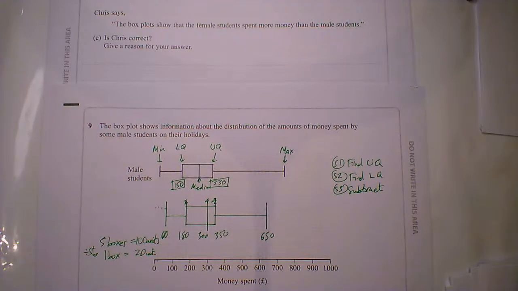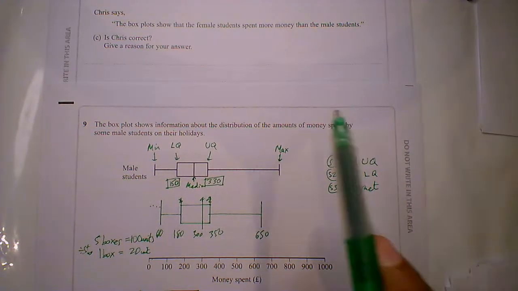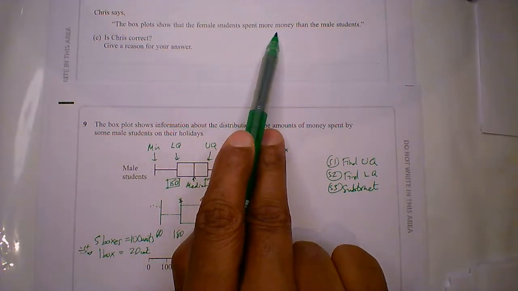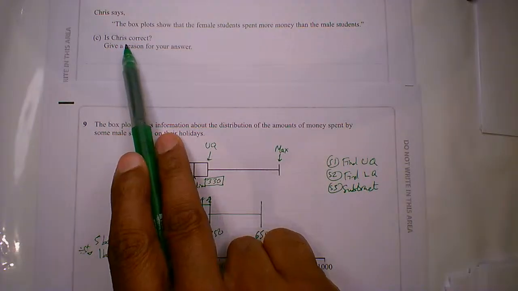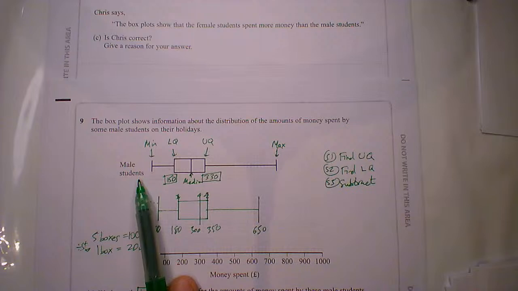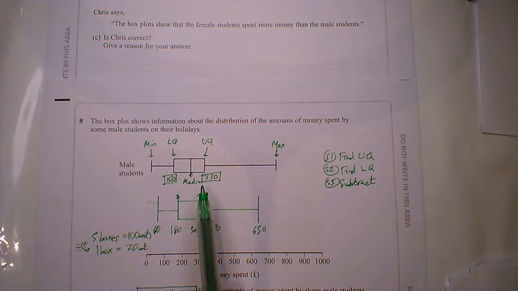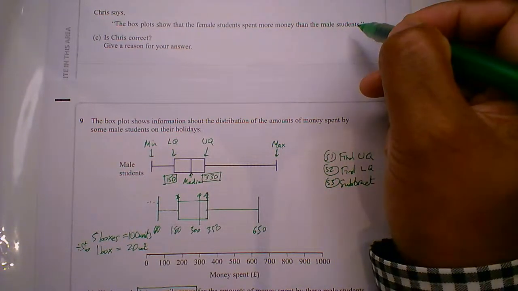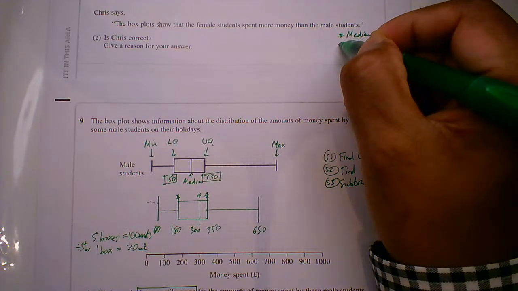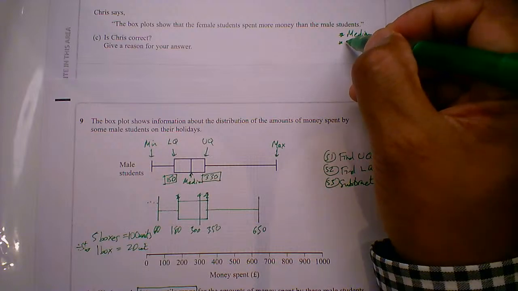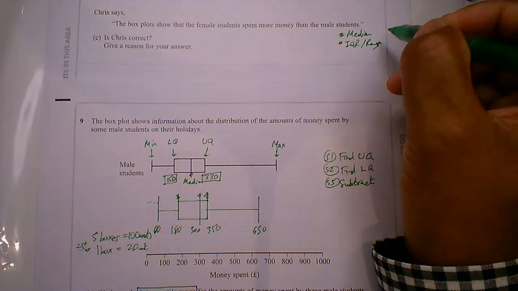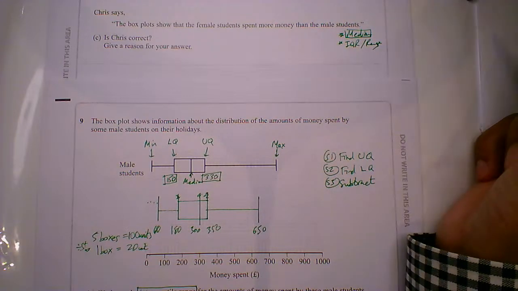Okay, so let's look at part C, question 9, part C. Chris says the box plots show that the female students spent more money than the male students. Is Chris correct? So I need to look at my information and decide what I need to look at. There's a few things we can look at. We can look at the median. We can look at a range, a distribution like interquartile range or range. I'm just going to stick to median because that's a nice thing to measure.